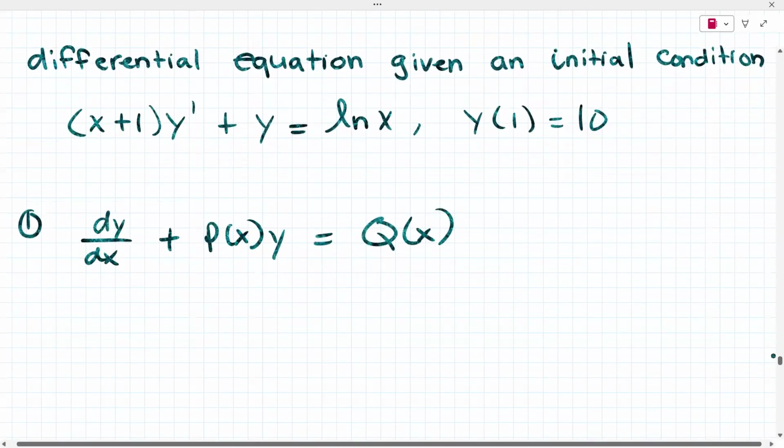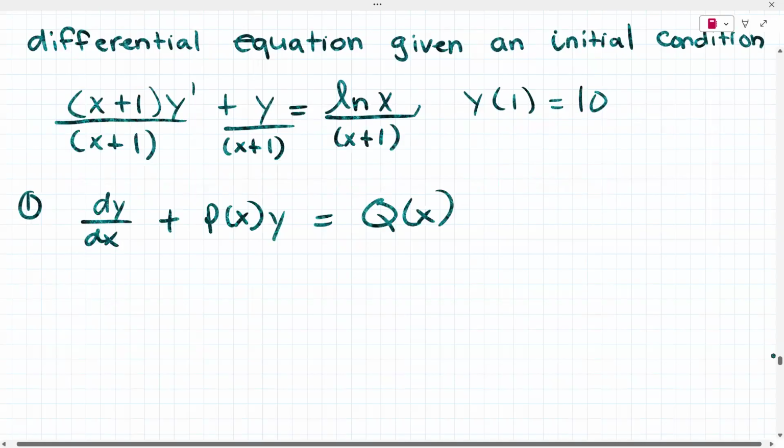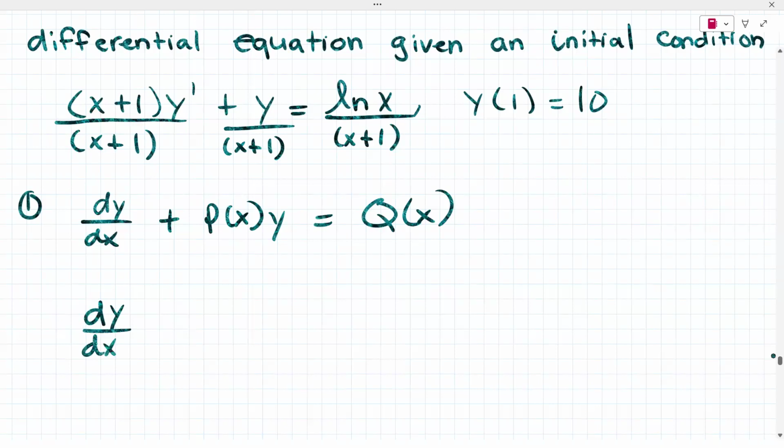Okay, so what do we have to do to get it in this form? We have to get rid of this x plus 1. So we're going to divide both sides by x plus 1, or everything by x plus 1. So you get y prime, which is the same thing as dy dx, plus this is the same thing as 1 over x plus 1 times y. And then this is the same thing as ln of x over x plus 1.